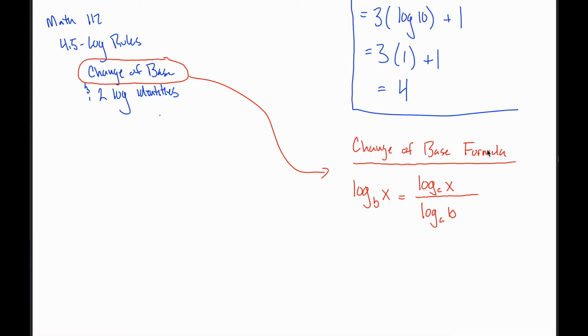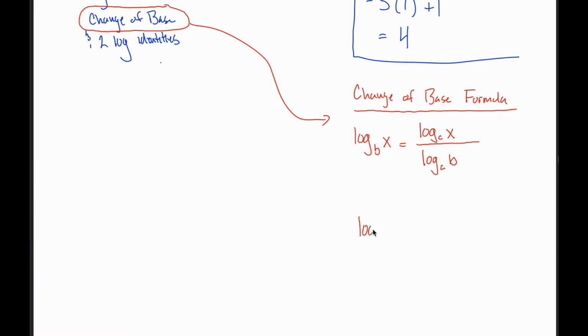What I'm saying is the change of base formula states that the log base b of x is equal to the log base c of x divided by the log base c of b, where c is whatever base you want it to be. So for example, if I had the log base, I don't know, 2 of 5. I don't know what this is equal to, right? I don't know what power I have to raise 2 up to make it equal to 5.